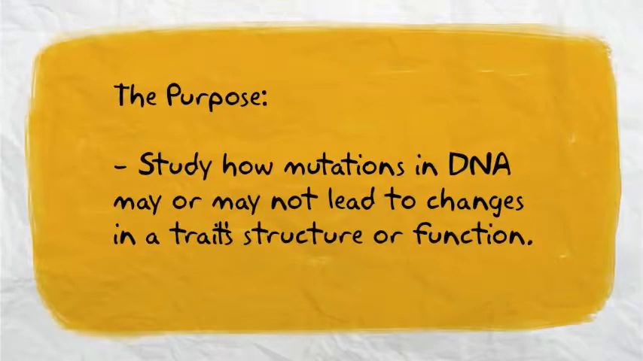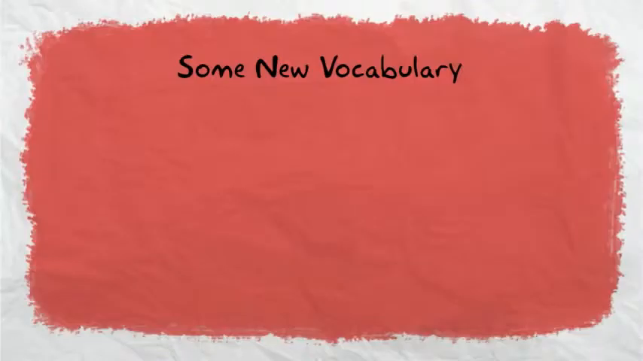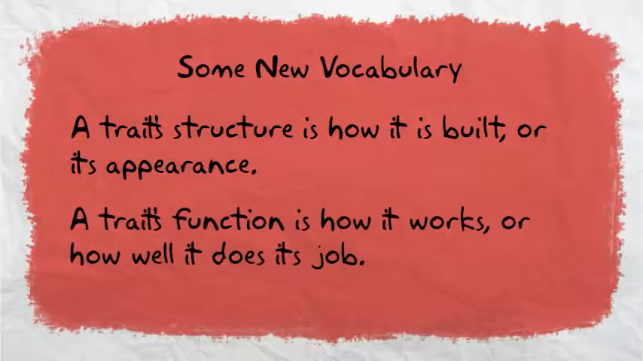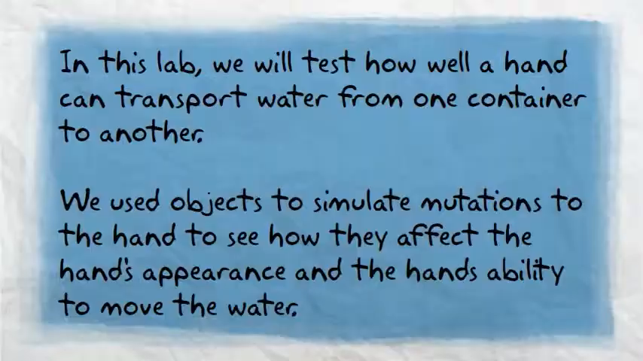The purpose of this lab was to study how mutations may or may not cause a change in a trait's structure or function. There are two words that we'll be using during this lab, and we need to acquaint ourselves with them. Structure is how a trait is built, or its appearance. Function is how a trait works, or how well it does its job.